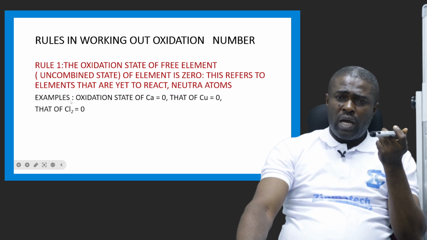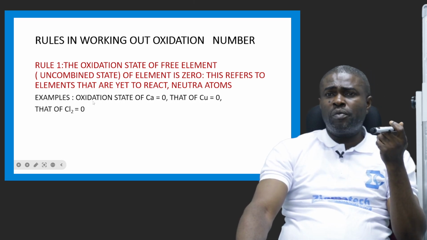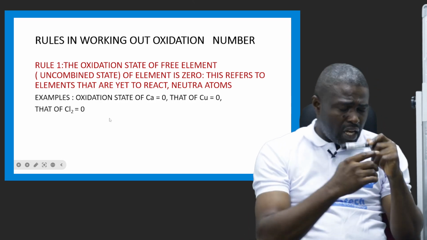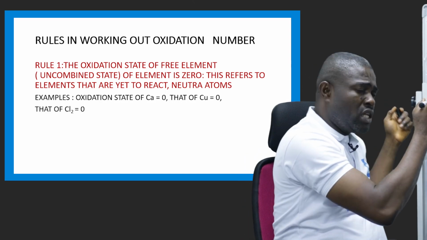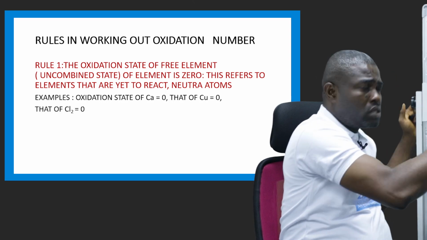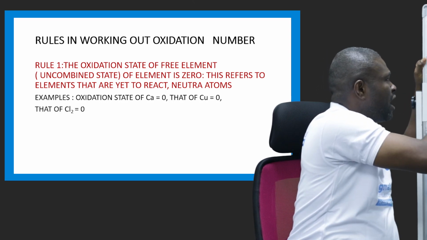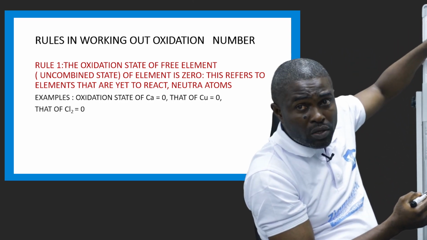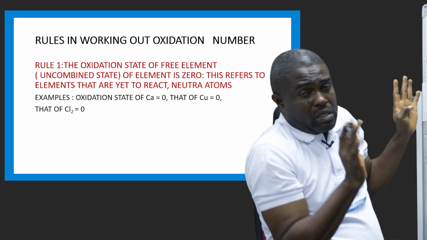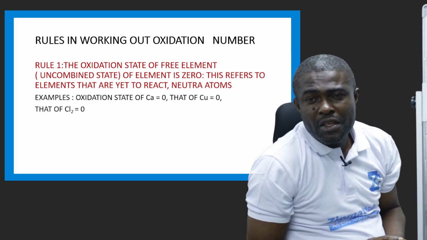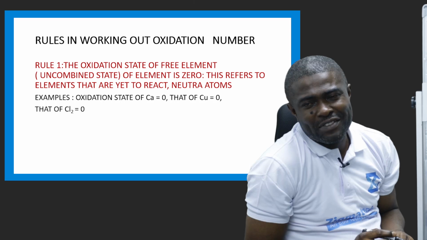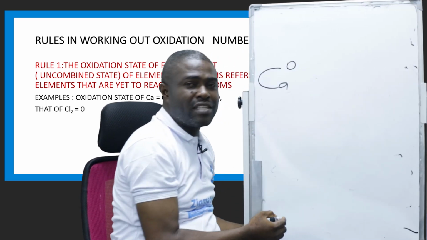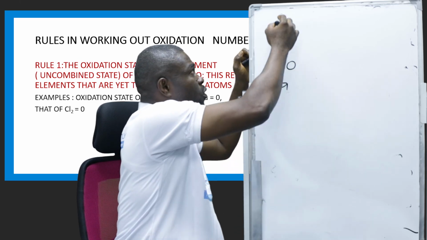How do you know an element that is in a neutral form, an element that is in uncombined state? Such element is just written with its symbol. Okay, I have calcium. This is calcium, Ca. There is nothing plus or minus here. It shows that the element is still on its own. No reaction has taken place. It is still in an uncombined form. So, its oxidation number is what? 0.